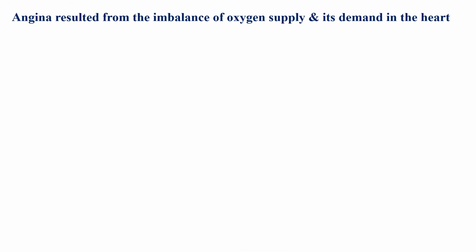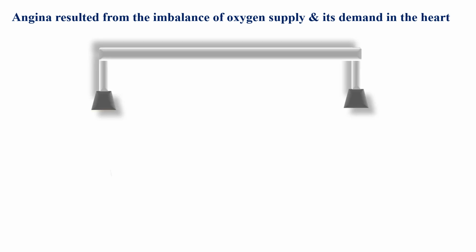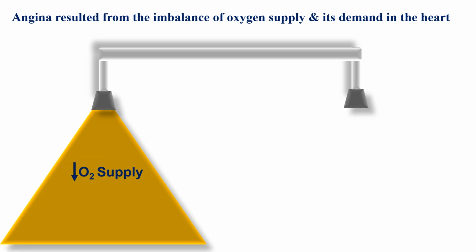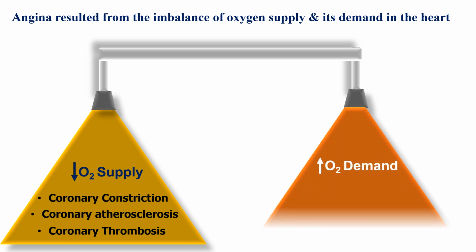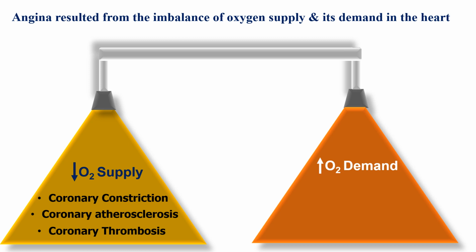In angina, there is an imbalance between oxygen supply and its demand in the heart. Here, supply of oxygen to the heart is reduced, maybe due to constriction of coronary arteries or atherosclerosis, where there is a deposition of plaque in the coronary arteries, or it happens due to the formation of a blood clot in the coronary arteries, that is coronary thrombosis. One side, oxygen supply to the heart is reduced, another side, oxygen demand by the heart is increased. Heart demands more oxygen when its workload is more.